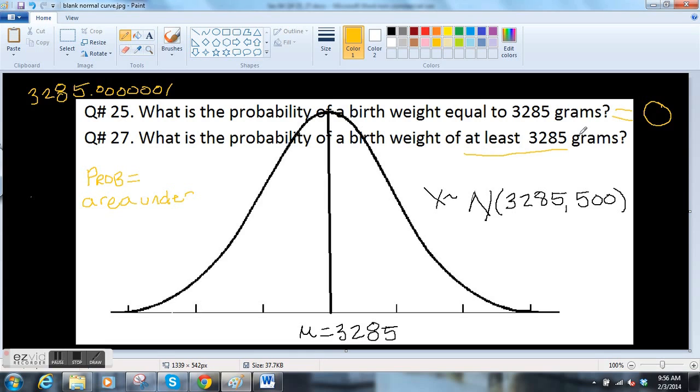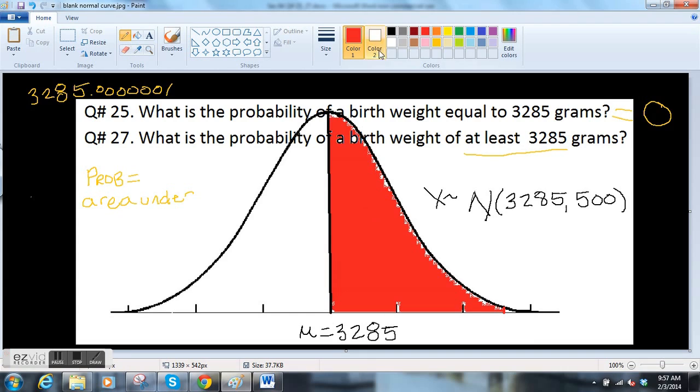Ah, at least. Can we change colors? So at least 3285 means 3285 or more. So everything from here on up is at least 3285 grams, right? So in order to shade this in a beautiful way, I'm going to draw a little line there, like that. Sometimes this little fill tool doesn't really work unless it's all closed. Ta-da! That's the probability of at least 3285 grams.